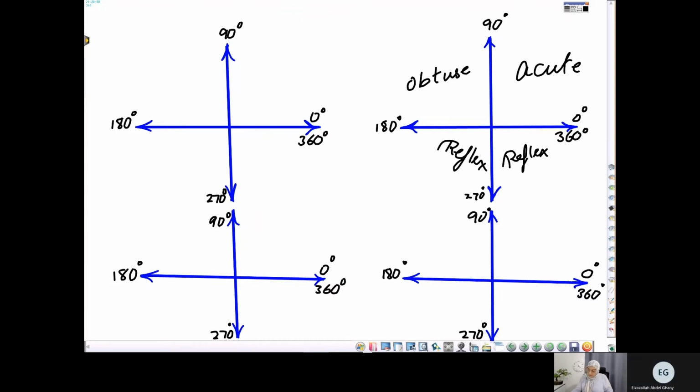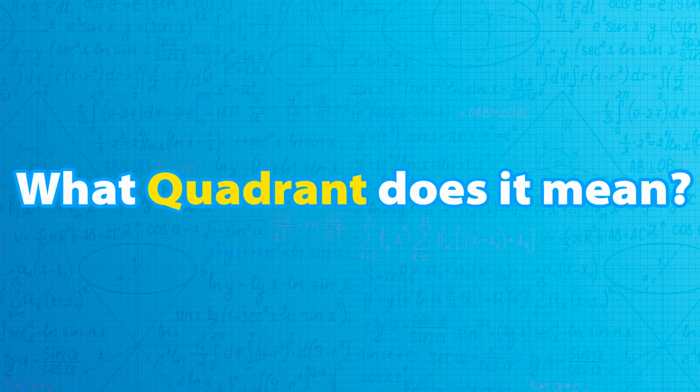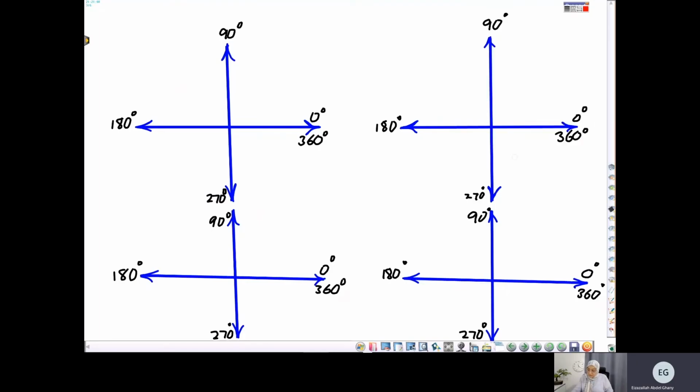Now, I'll write here the names of the quadrants. Quadrants, what does it mean? Does it mean quarters? Yes. The full revolution is divided into 4 quadrants. This is the first quadrant, and this is the second quadrant. You are rotating anti-clockwise. This is the third quadrant, and this is the fourth quadrant.